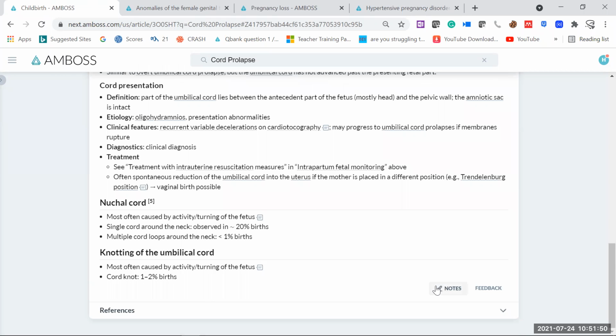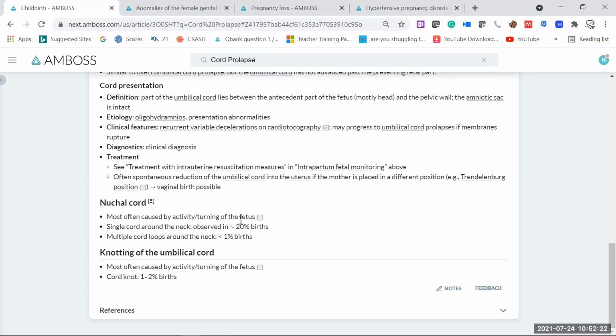Then we have the third type, that is knuckle cord. Knuckle cord is most often caused by active turning of the fetus. Most of the time you have seen the baby coming out having 2 or 3 turns of cord around the neck. That is actually called knuckle cord. Single cord around the neck is observed in 20%, and multiple cord loops around the neck in less than 1%. So again, it's not an emergency. We can proceed with the labor, because the umbilical cord is long and very flexible, so it can have turns around the baby's neck. So the baby can absolutely go into normal labor. There is no harm to the baby.